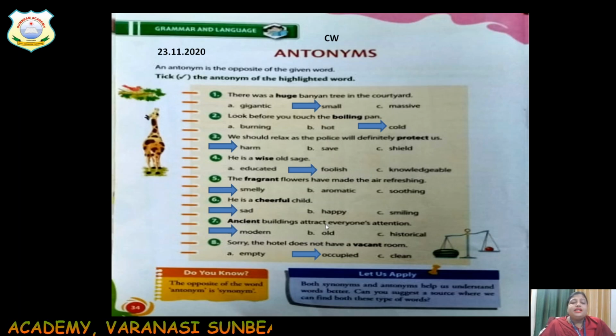Ancient buildings attract everyone's attention. Ancient is very, very old. Now, what is the opposite of ancient? Modern. Modern is new. Old, new.